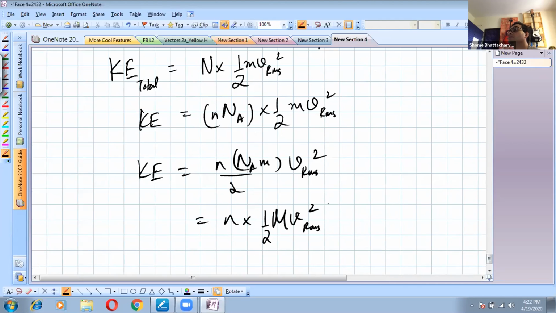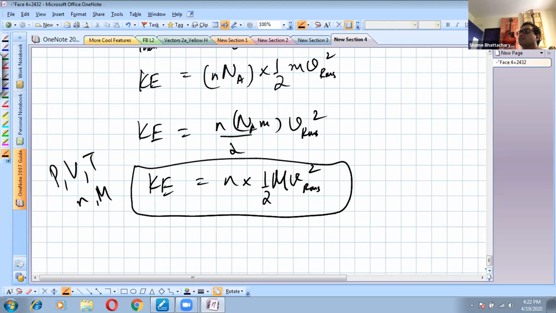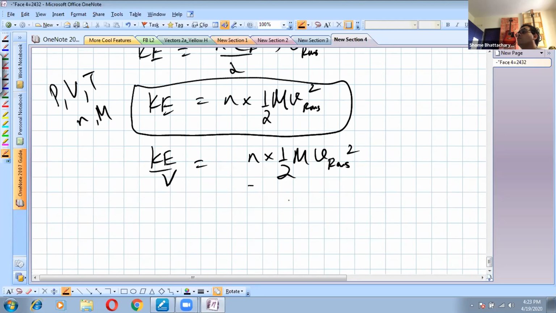Now, molar mass is that thing: 32 grams for oxygen, 2 grams for hydrogen, that kind of quantity. So this is the total kinetic energy of our sample of gas, which has pressure P, volume V, temperature T, number of moles n, and of course molar mass M. So now our kinetic energy per unit volume becomes n into half M v_rms square divided by the total volume.